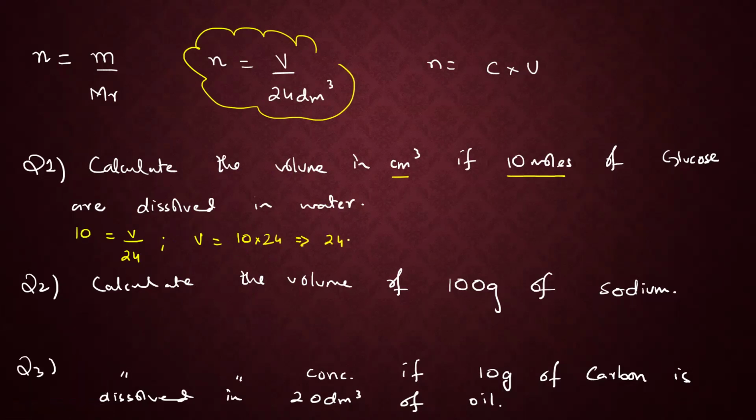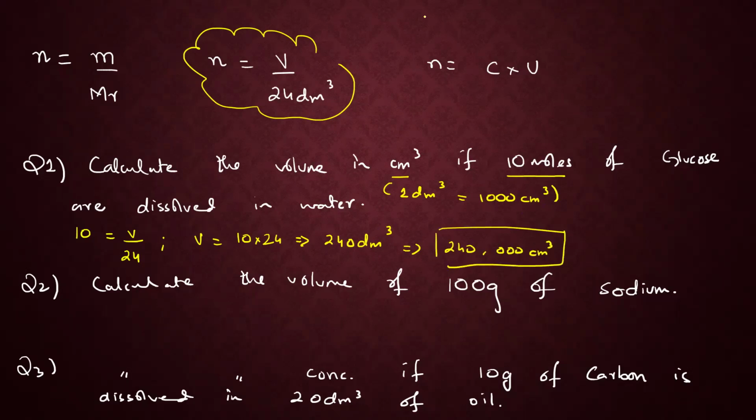So 240 cubic decimeter. Then I know this conversion. We did that. If you guys remember, 1 cubic decimeter has 1,000 cubic centimeters to it. So in order to convert it into cubic centimeters, I have to multiply this with 1,000. So this would be 24,000 cubic centimeters. Is this understood to both of you? Anmol, do you get this? Yes, sir.